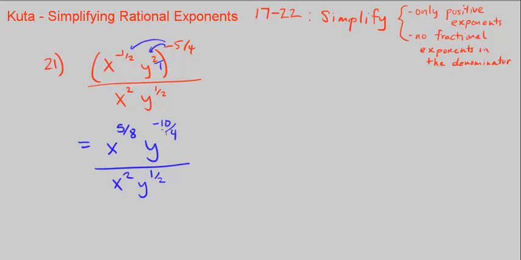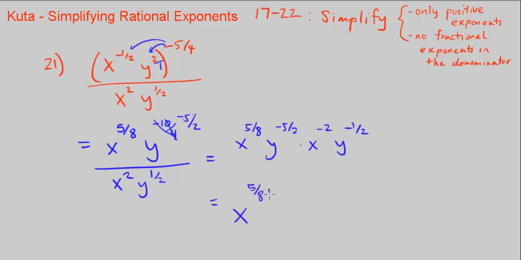Okay. I can simplify 10 over 4. They can both be divided by 2. So this is negative 5 over 2. Alright. So now let's bring these from the denominator up. So that's x to the 5/8, y to the negative 5 over 2, times, now bringing this up, it becomes x to the negative 2 and y to the negative 1/2. Okay? So now we're going to just add these exponents.